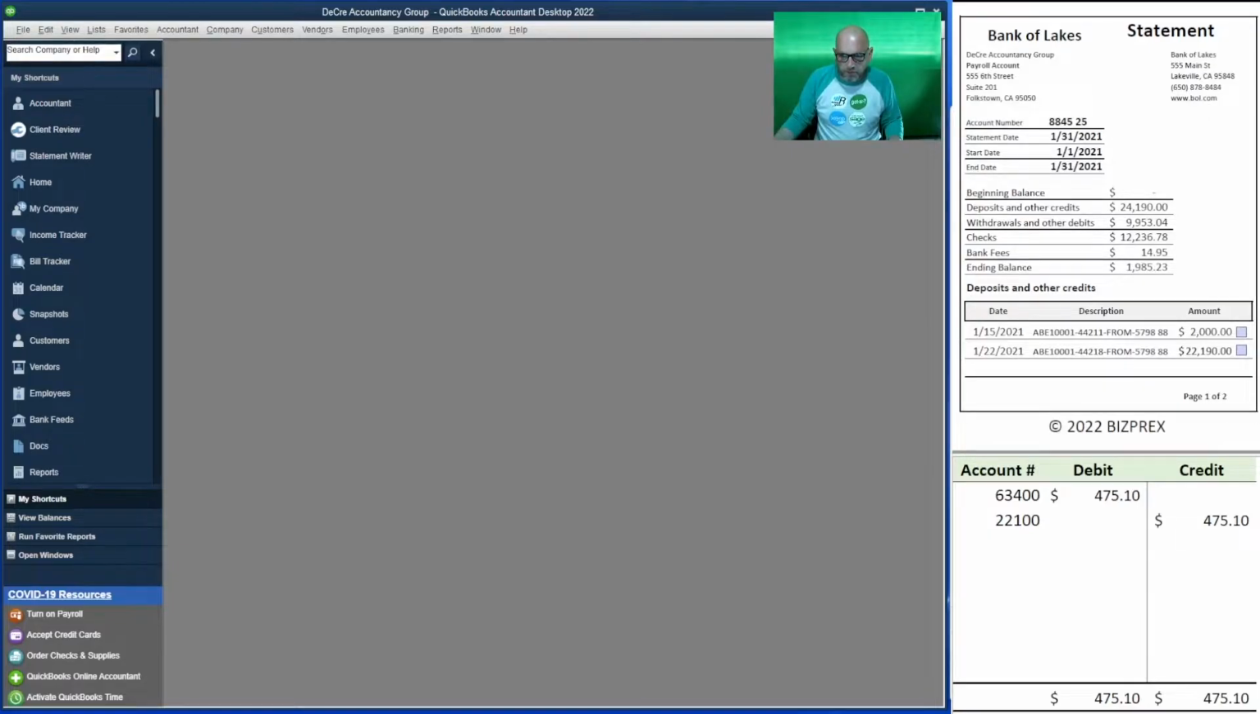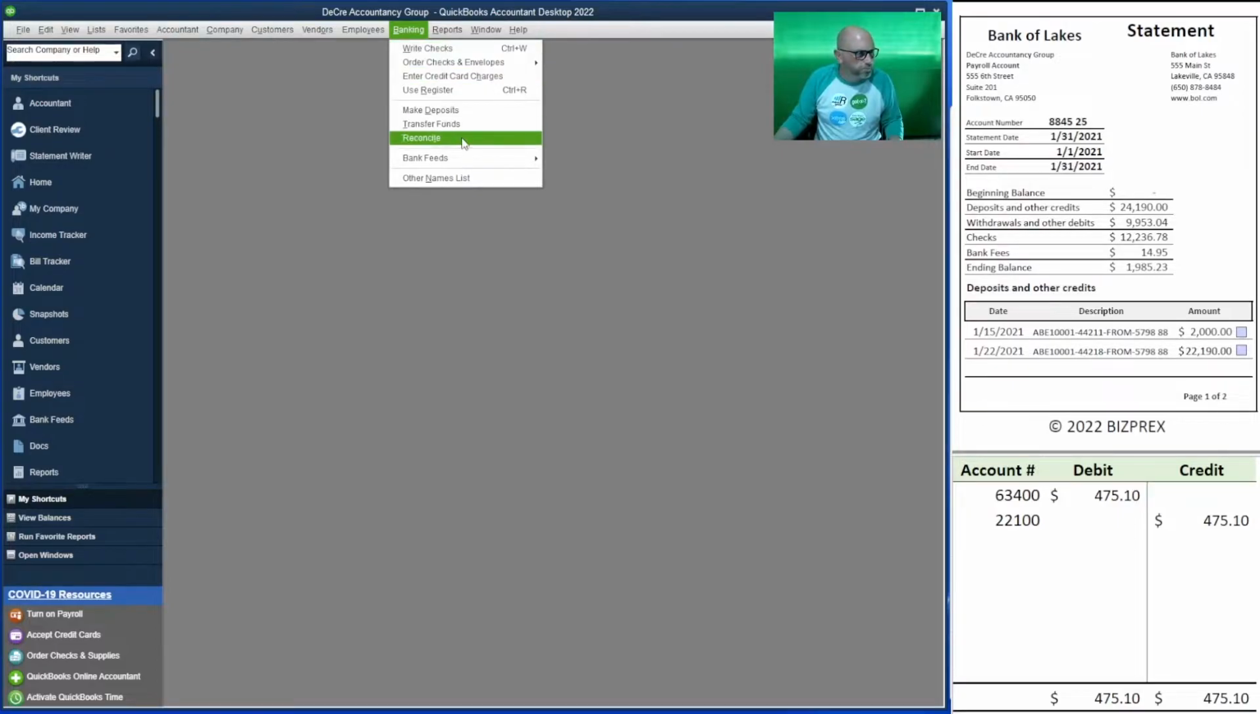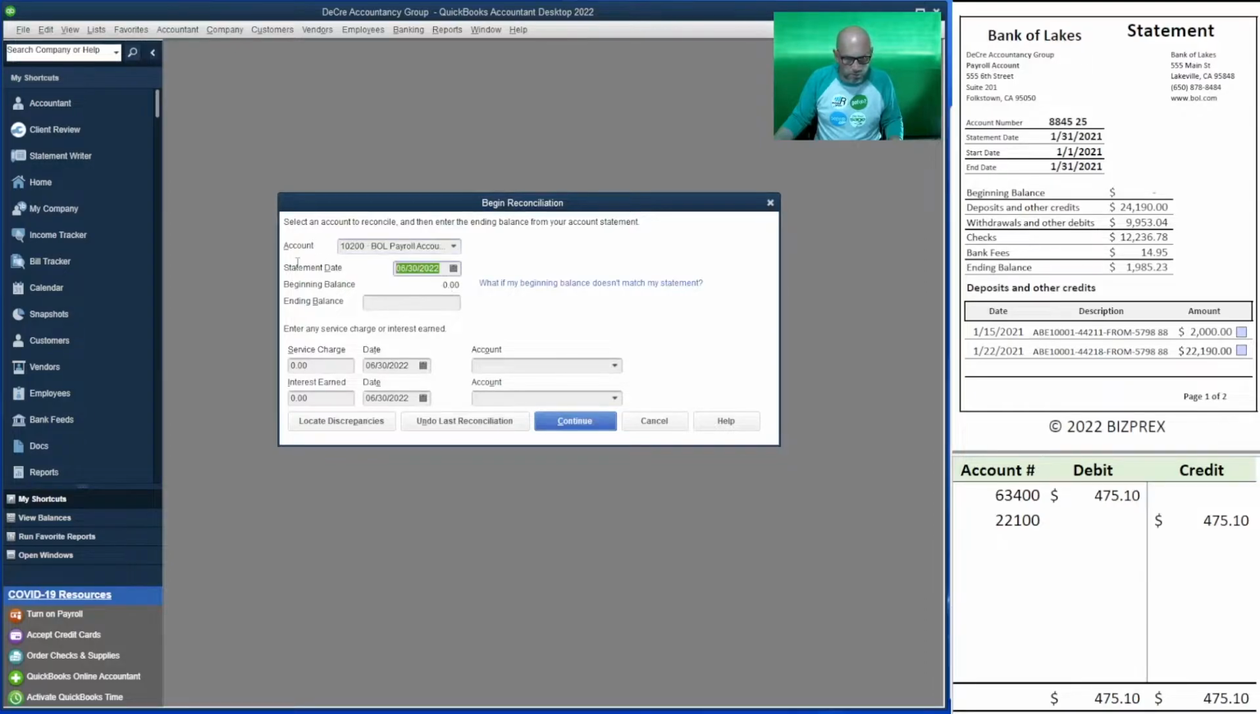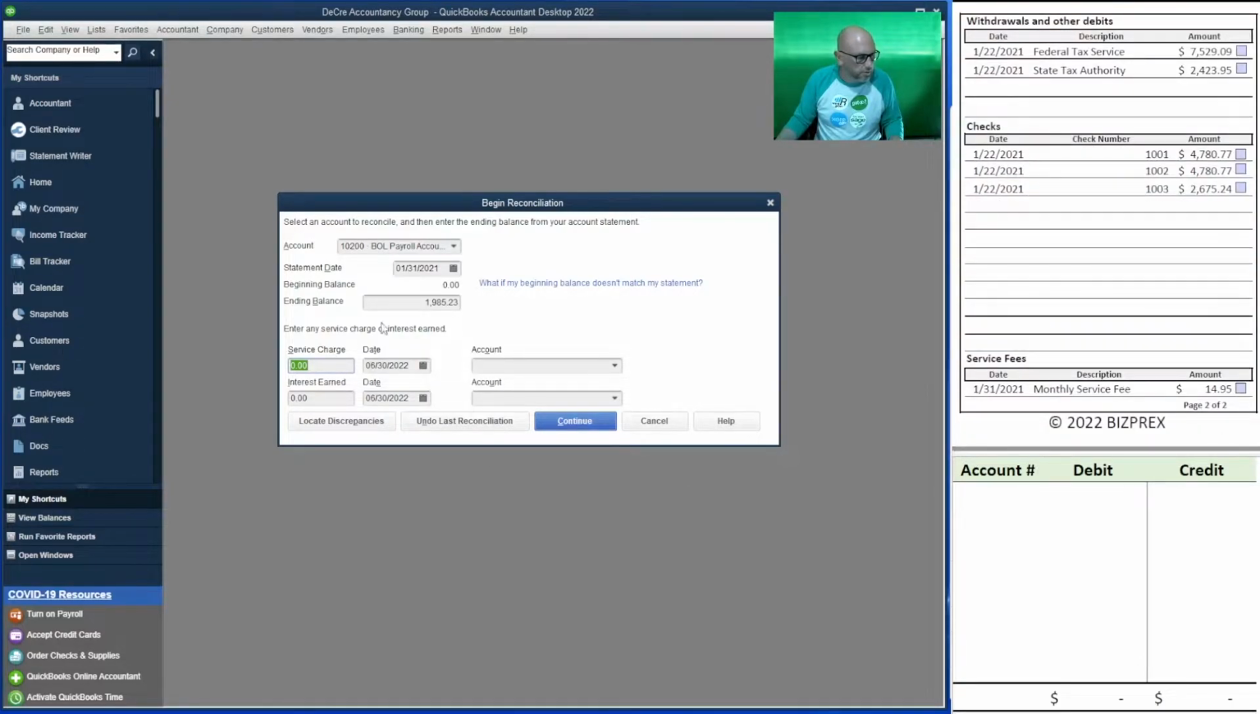Next one, we have our payroll account. Let's go ahead and reconcile that one. Payroll account. Make sure the date is correct. Ending balance right here: 198523. Service, we can enter it right here because we know there's $14.95 right here.